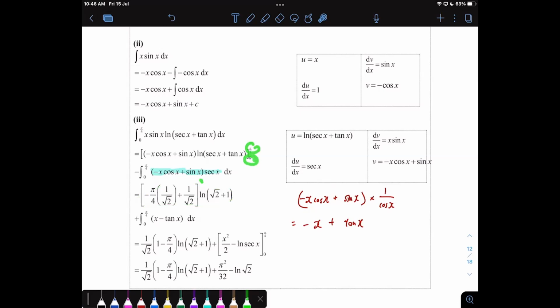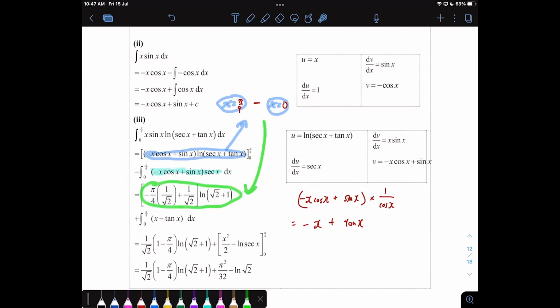You take negative pi over 4 cosine pi over 4 plus sine pi over 4, then bracket secant pi over 4 plus tangent pi by 4, then minus away the same expression, but you replace the x with 0. So in other words, this entire part here, you calculate as this part, but x equals pi by 4 and 0, and then you subtract. Okay, good. Do you need me to show you this part?